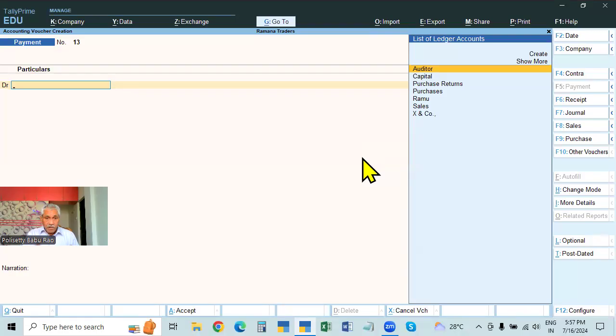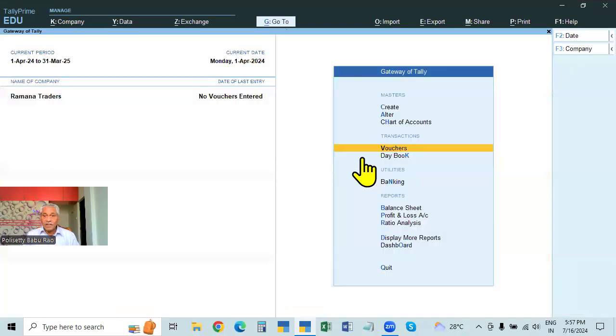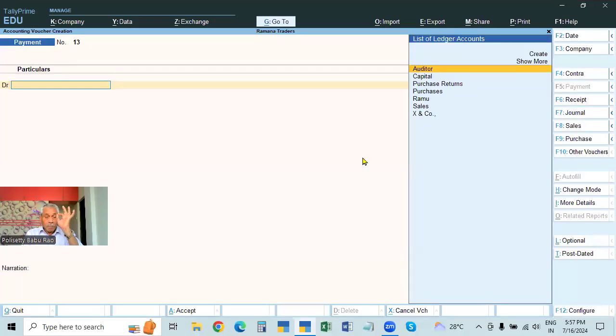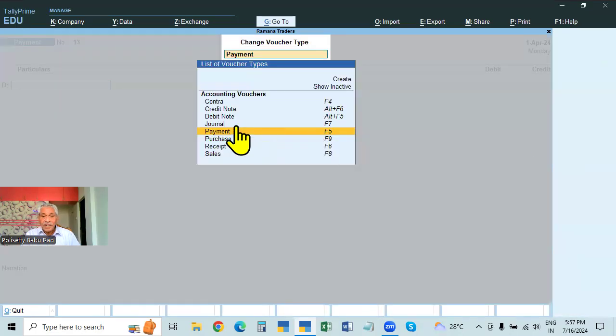Whenever you open the voucher window, by default the payment voucher will open. And then see, contra, payment, receipt, journal. These four are called primary, they are called pure accounting vouchers. And then the sales and purchases. And here, debit note and credit note. Say debit note means purchase returns.